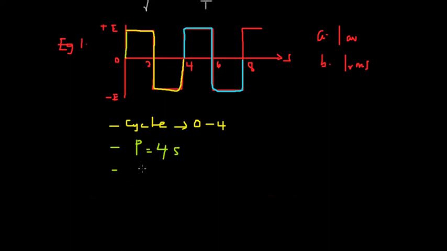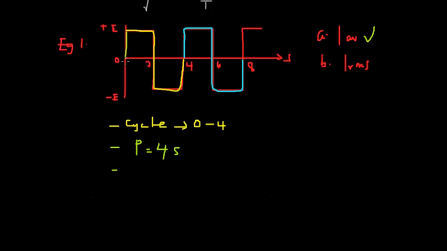Now, the next thing is to find your area. So for area, you need to identify whether you are finding it for your average value or root mean square. So let's first find it for the average value. For finding area for average value, this is your entire area.